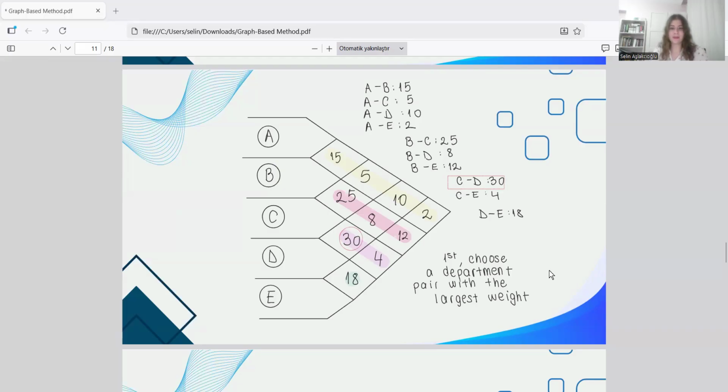First, choose a department pair with the largest weight, which is C and D here.